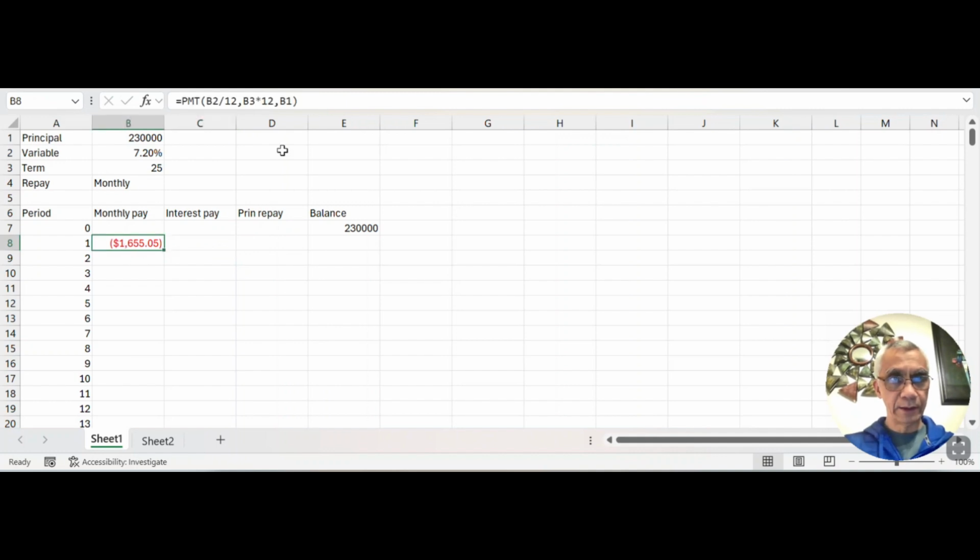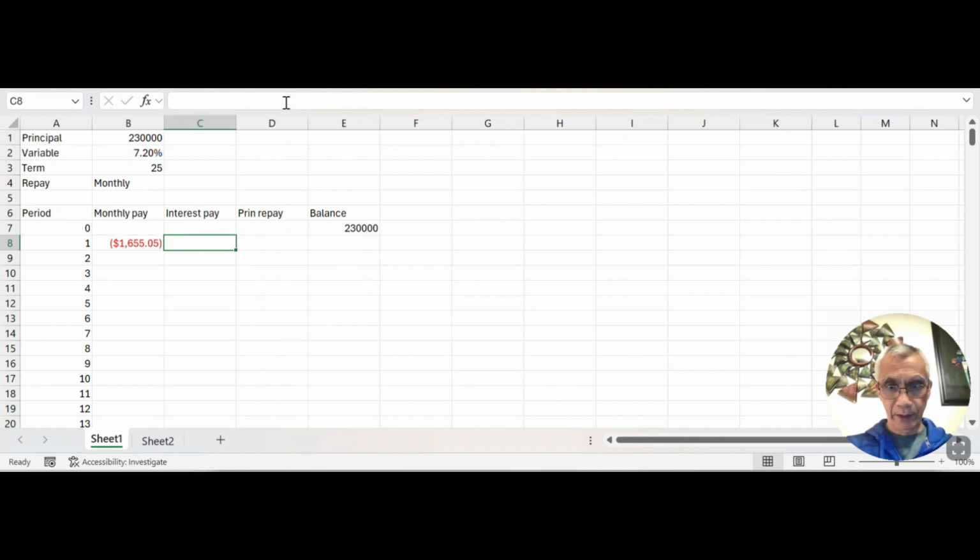Okay, let's change this so that we fix this reference and that reference there and that reference there. We're fixing it because we're going to copy it all the way down to row 300, months 300, I mean.